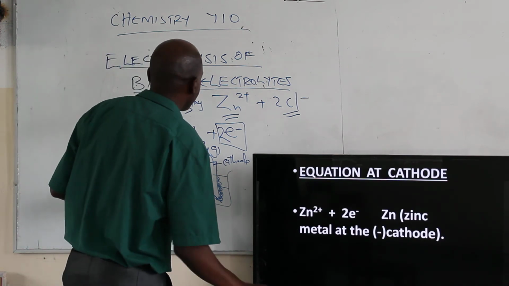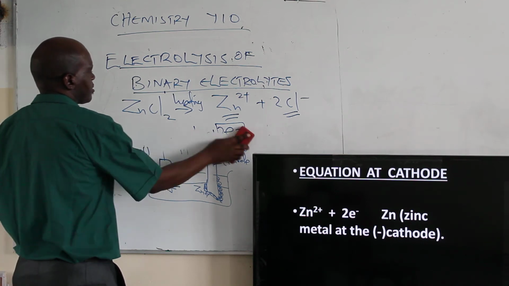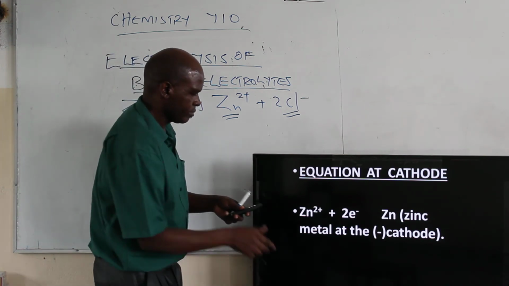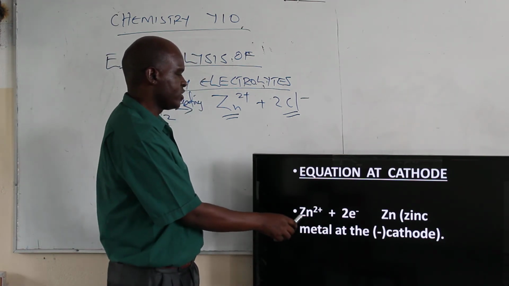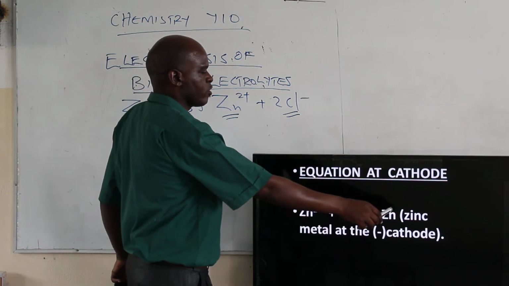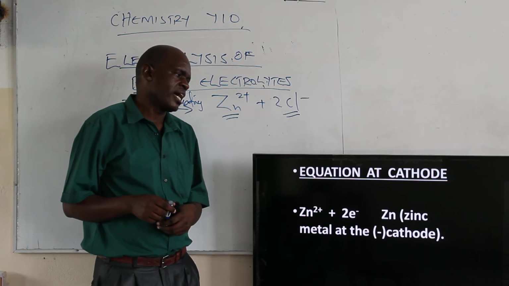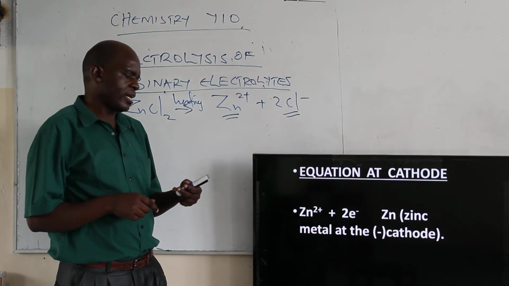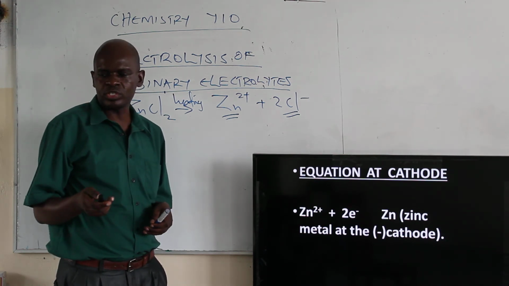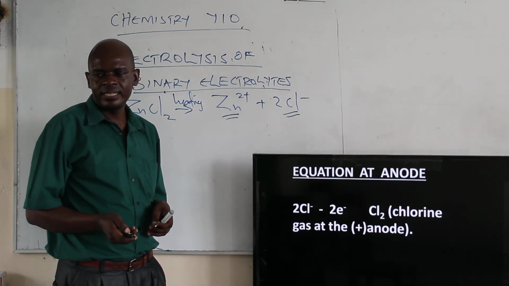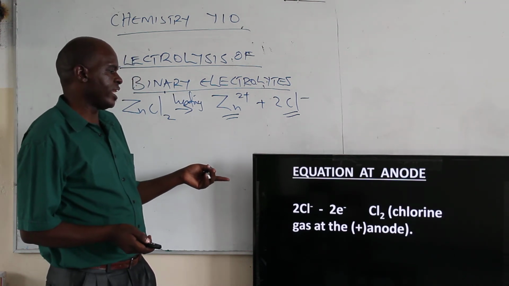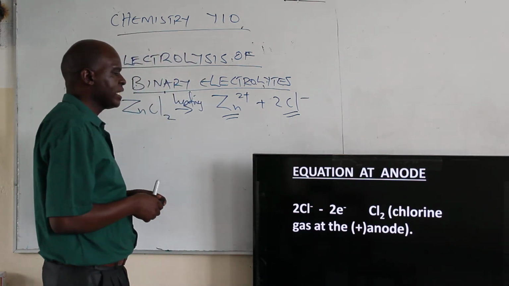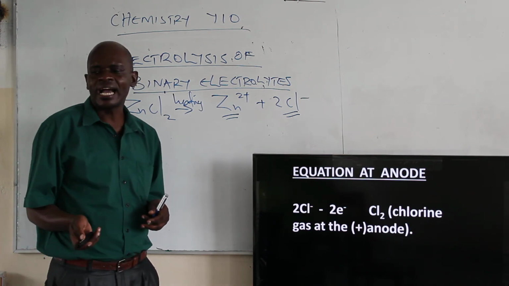The equations, the half equations, at the electrodes. And as indicated, we have zinc ions gaining the 2 electrons in the formation of zinc metal at the cathode. That's the half equation taking place at the cathode, where the electrons are being accepted. Then the anode, that's where the electrons are being given out. The 2 chloride ions give out 2 electrons, resulting in the formation of chlorine gas. That is what happens at the anode.